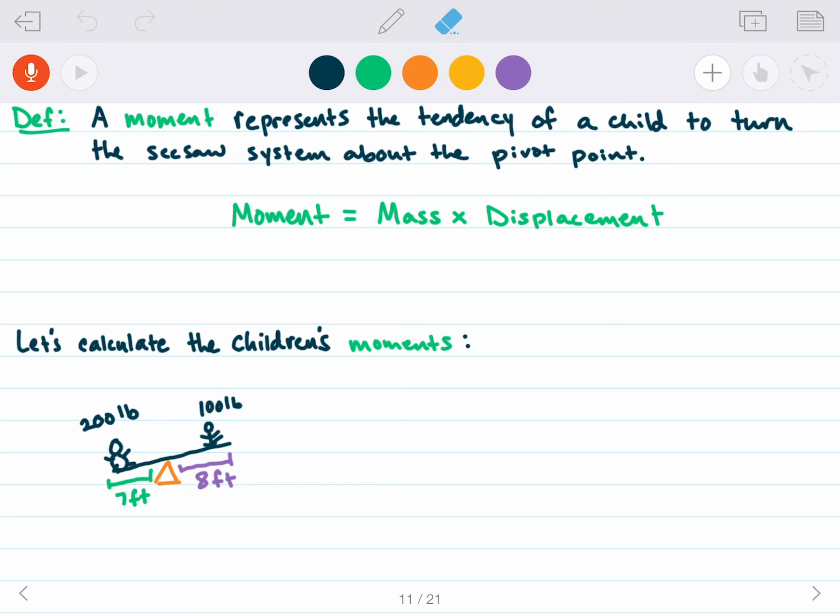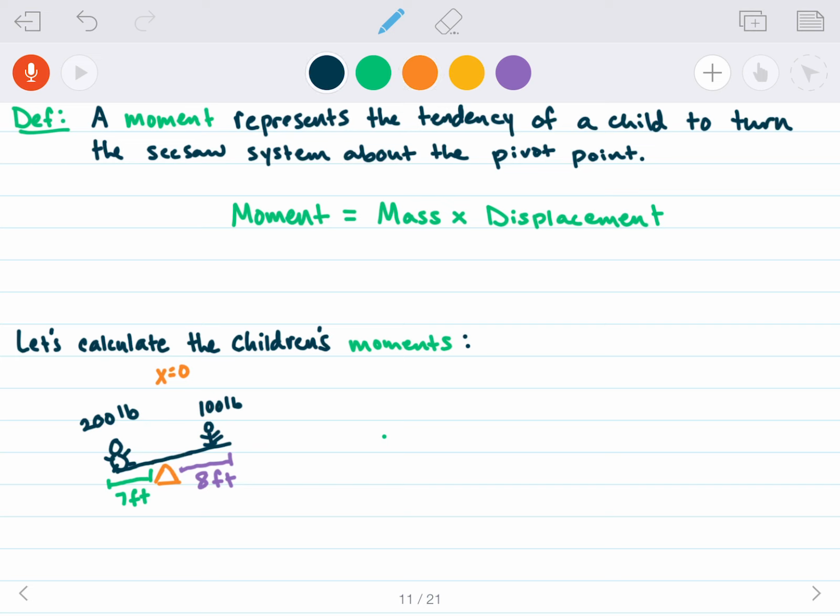All right, so the first thing I'm going to do is say that this is at the point x equals 0. Now, notice that the bigger child, the hefty one, is to the left of x equals 0, and he's 7 feet away from it. So I'm going to call his displacement -7. That's what displacement is. It's just length with direction. Let me draw that again.